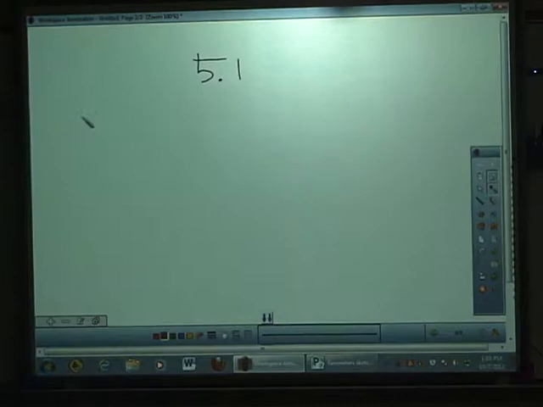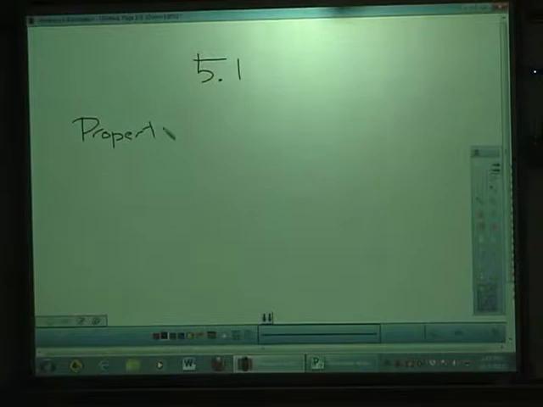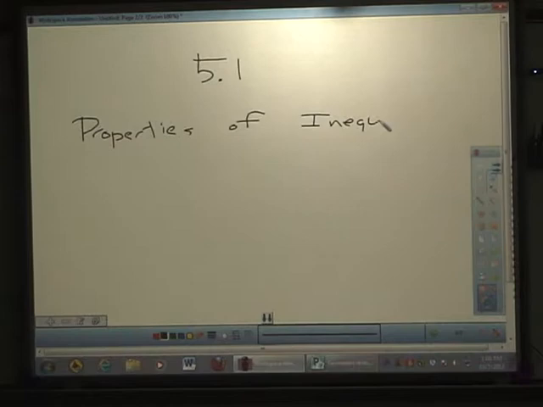We are starting here Chapter 5, 5.1, and what we're really going to start with is properties of inequality. I know we've already done properties of equality. It's a little bit different, but not much. Please, again, make sure that you're writing everything that I am writing on the board.